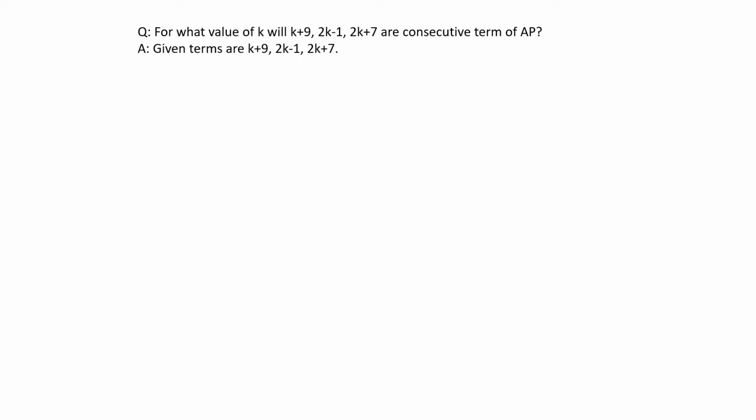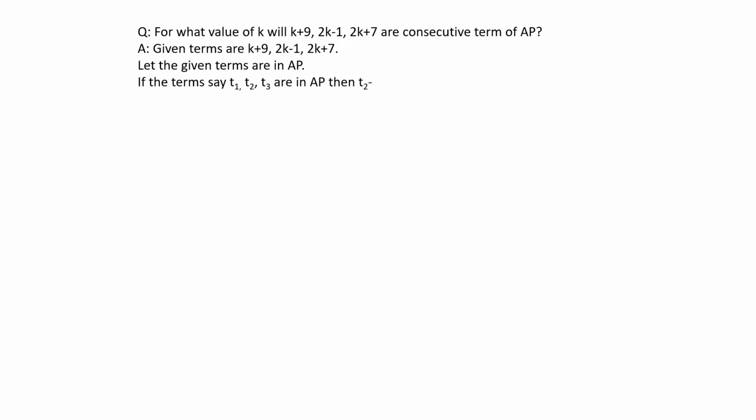Today we'll discuss some questions on arithmetic progression. The first question states, for what value of k will k plus 9, 2k minus 1, 2k plus 7 be consecutive terms of an AP? So the given terms are k plus 9, 2k minus 1, 2k plus 7. Let the given terms be in AP.